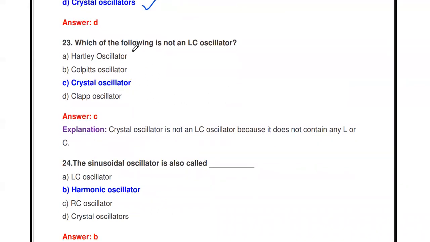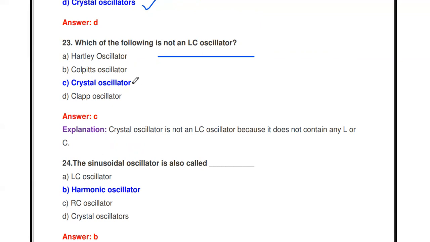Then the next one, which of the following is not an LC oscillator? So which one is not an LC oscillator? Hartley is an LC. LC means in the feedback network we have to use inductor and capacitor as elements. So in Hartley, 2 inductors, 1 capacitor. In Colpitts, 2 capacitors, 1 inductor.